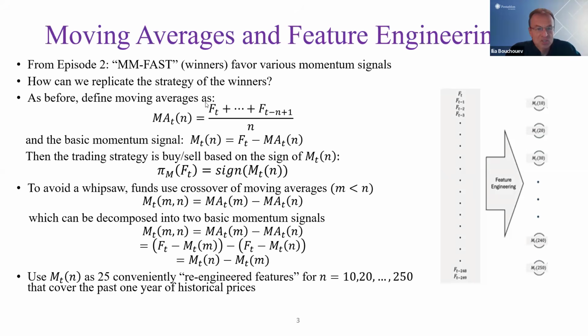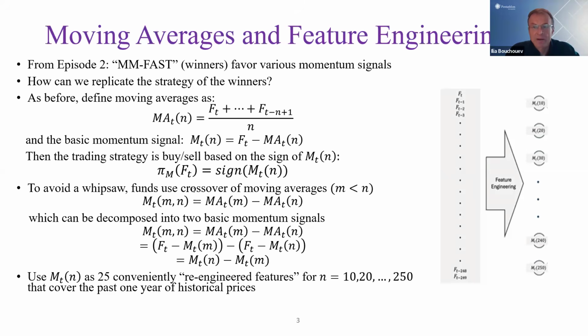So the moving average is just the average of n previous prices. So we just average them on time t, use n previous prices, and then the basic momentum signal is the difference between today's price and the moving average. So the trading strategy, as again we discussed last time, based on the sign of it: if today's price exceeds the moving average, you buy. If it's below the moving average, you sell. That's your basic momentum strategy.